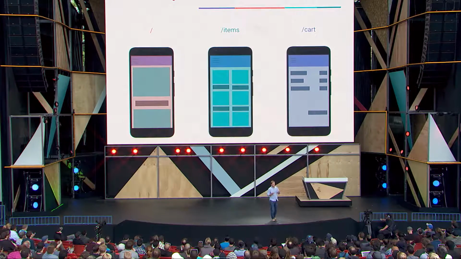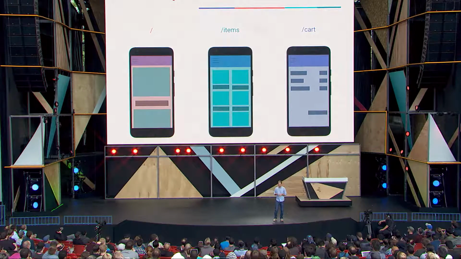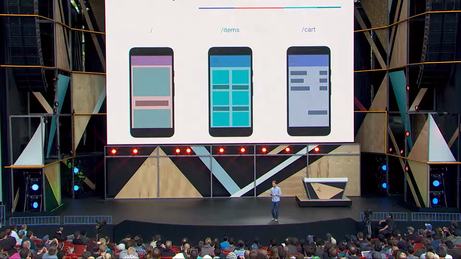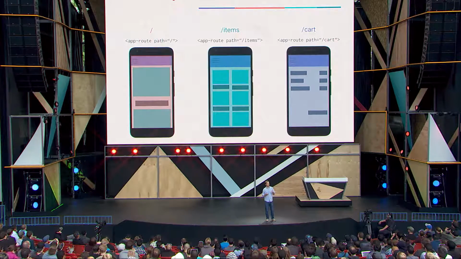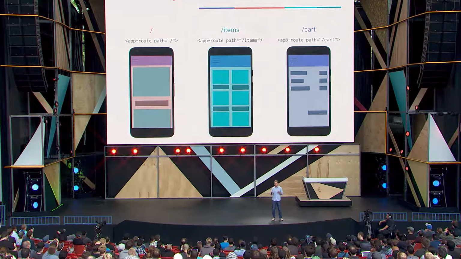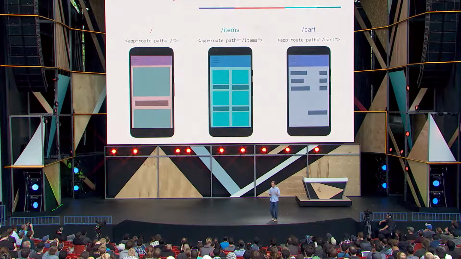Let's say you wanted to build a typical application. You've got 3 routes, slash item, slash cart, and you want to route between these different views. You could use the app route component to have a path that will match on the route. It will provide a property saying whether that path is active or not, and you can very easily toggle on and off different views in your application.